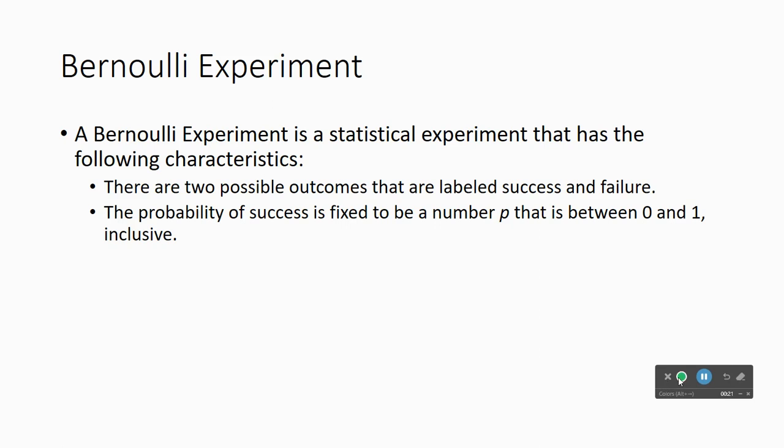There are two possible outcomes, and we label the outcomes success or failure. The probability of success is fixed to be a number p, and that number, of course, being a probability, is between 0 and 1.